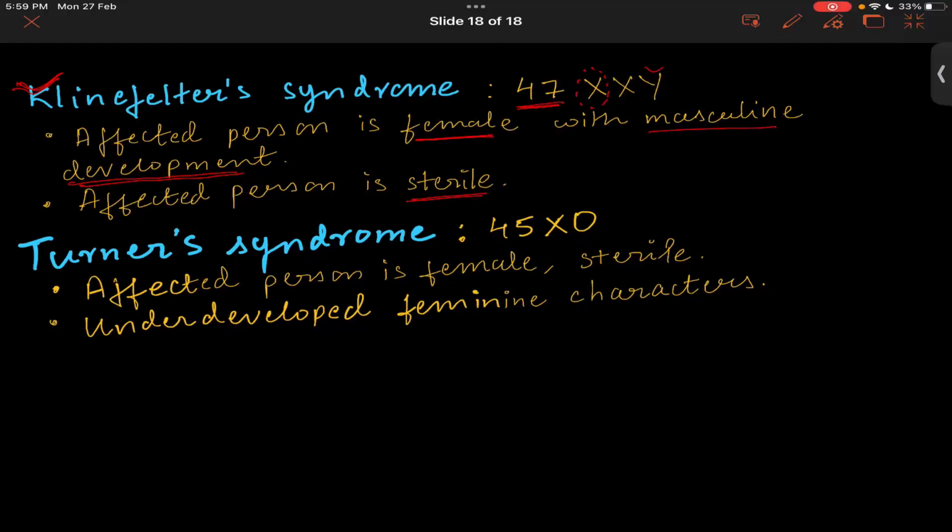Now, another syndrome is Turner syndrome. All right. So in Turner syndrome, what happens? The affected person lacks one copy of the X chromosome, because of which I have written this 0. So one copy of the X chromosome is absent. That is why that person has 45 chromosomes instead of 46. And this person is a female, and she is sterile. She cannot have children. And because of the absence of one X chromosome, this person shows underdeveloped feminine characters.